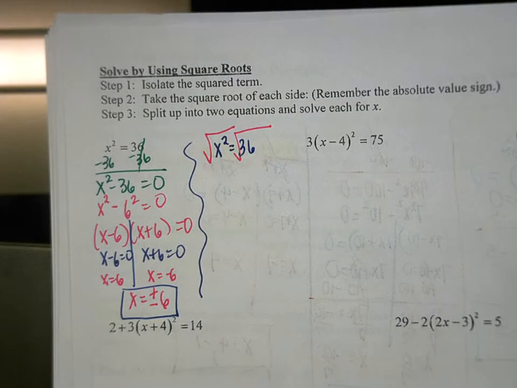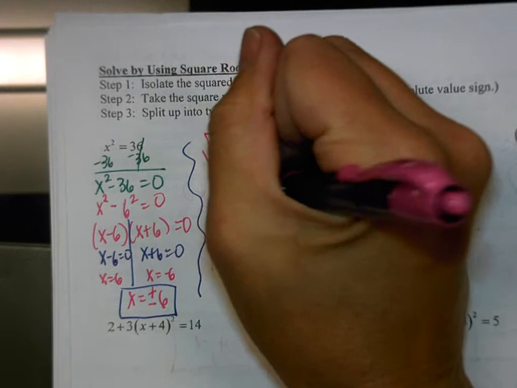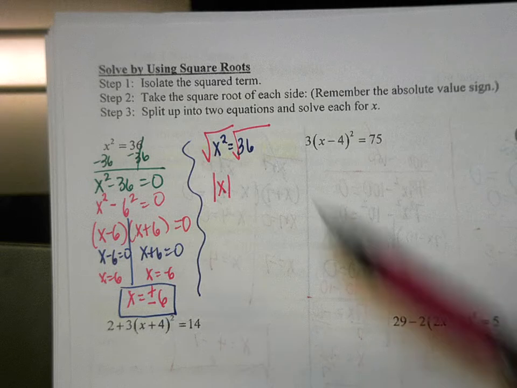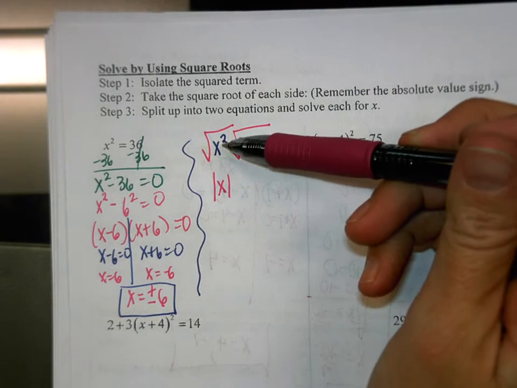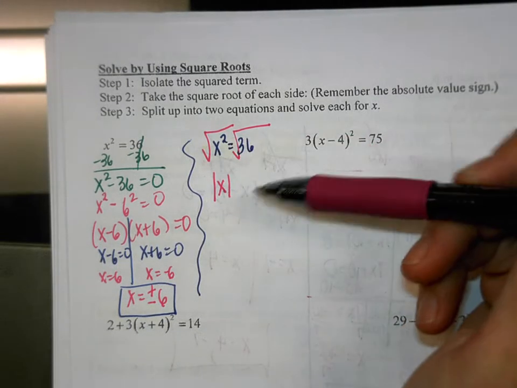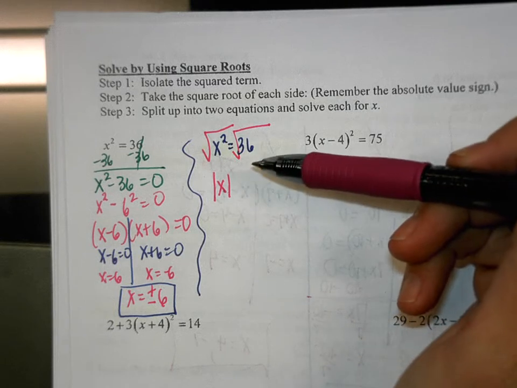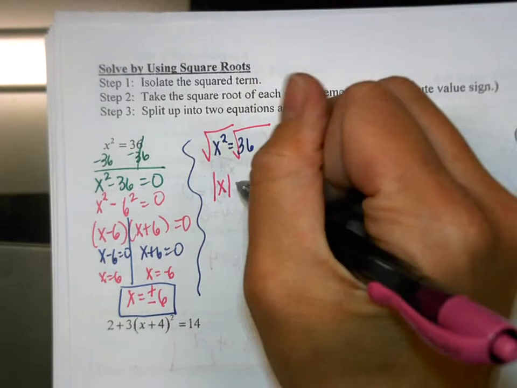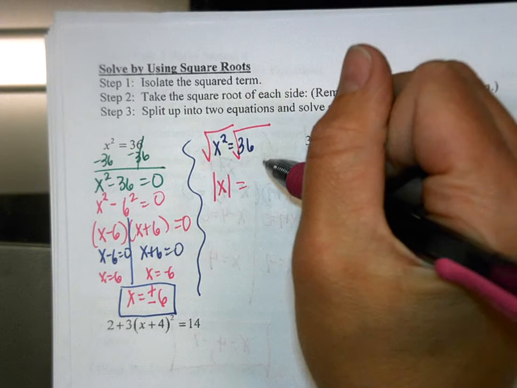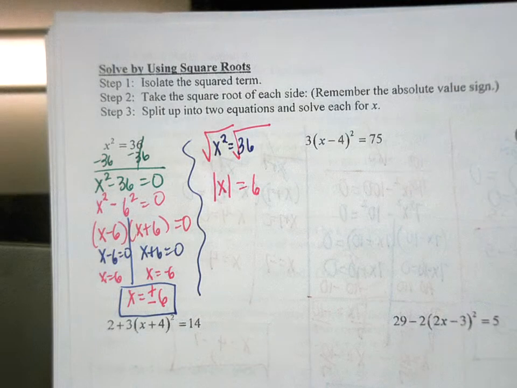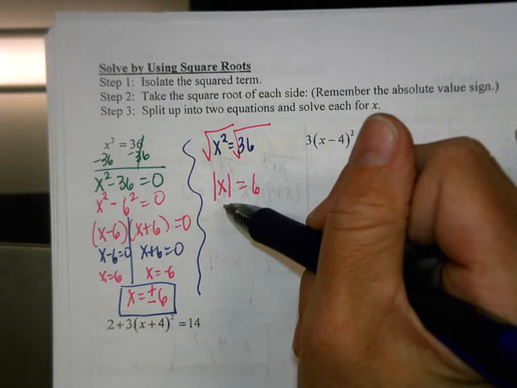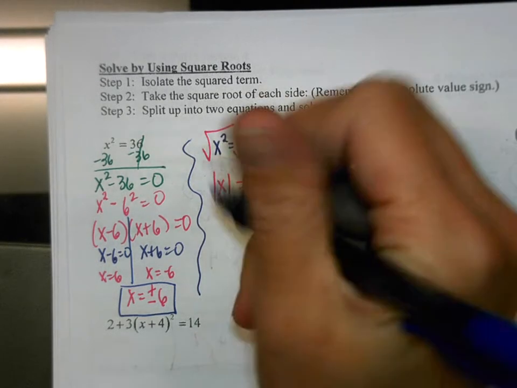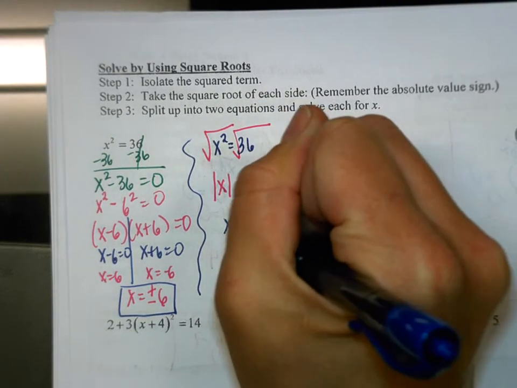Now, when you are taking the square root of something, it becomes the absolute value of what is in the square root. The reason is because if I had a positive 6, a positive 6 squared would give me an answer of 36, and a negative 6 squared could also give me an answer of 36. So when you're taking the square root of both sides, it's the absolute value of x equals the square root of 36, which is 6. Inside that absolute value, it can be a positive 6 or a negative 6. And so x equals plus or minus 6.